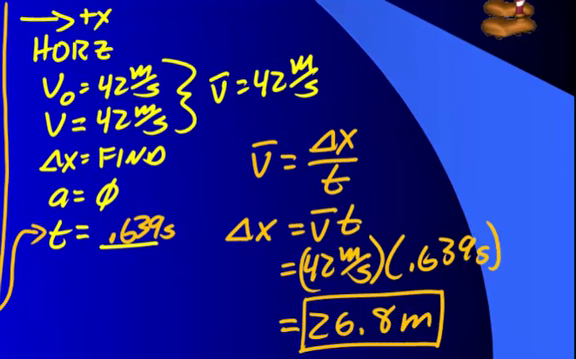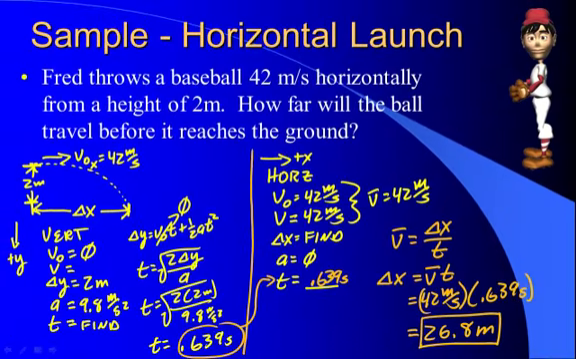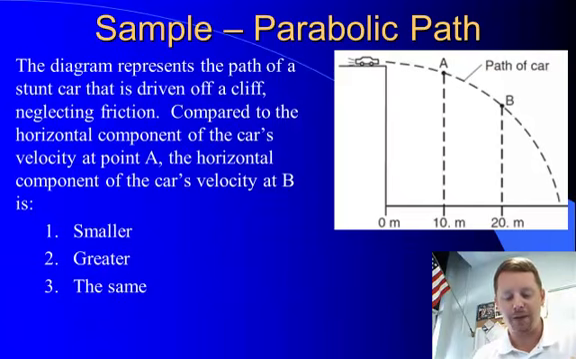So a little bit more in-depth problem, but it's no more complex. We're doing the same math, the same physics, we're just breaking out horizontal and vertical motion. Let's take a look at another one. Here we have a diagram that represents the path of a stunt car that's driven off a cliff. And of course we're neglecting friction again.